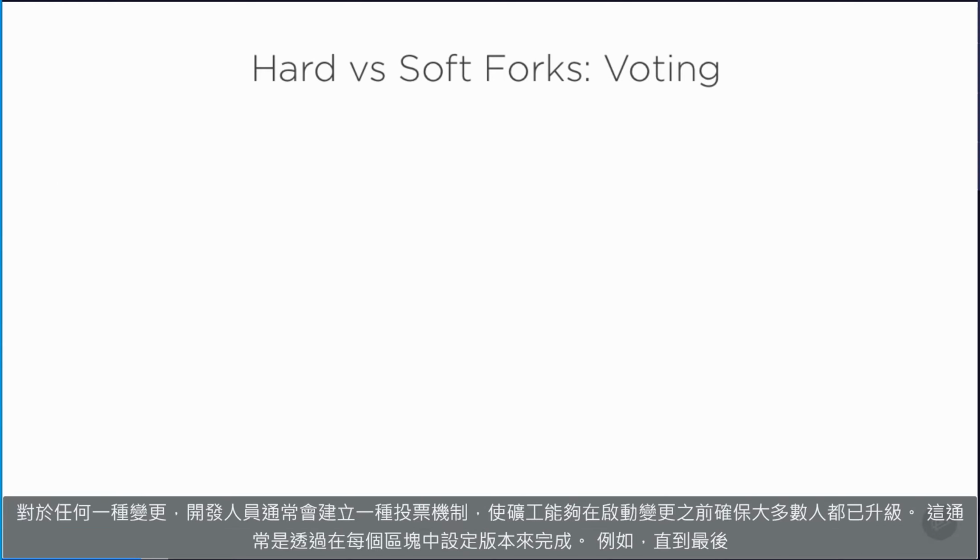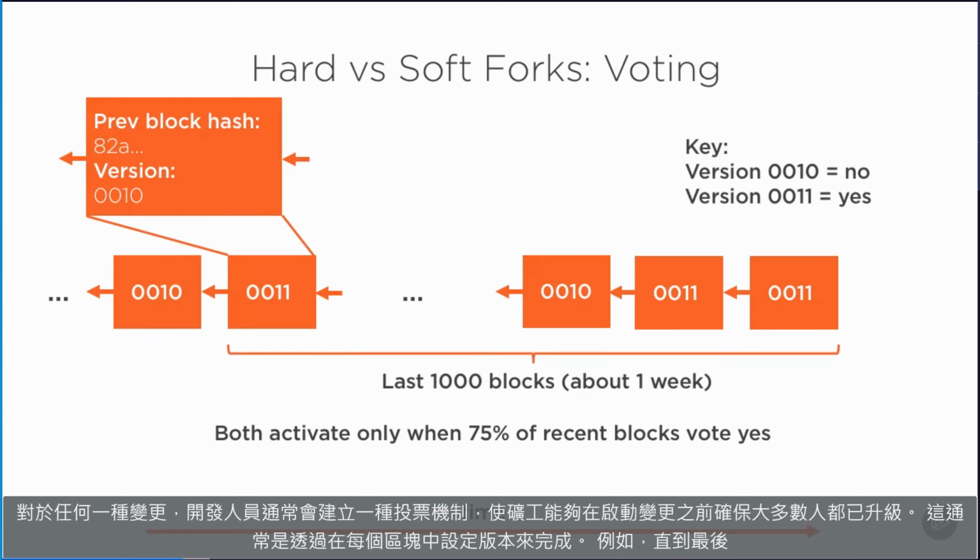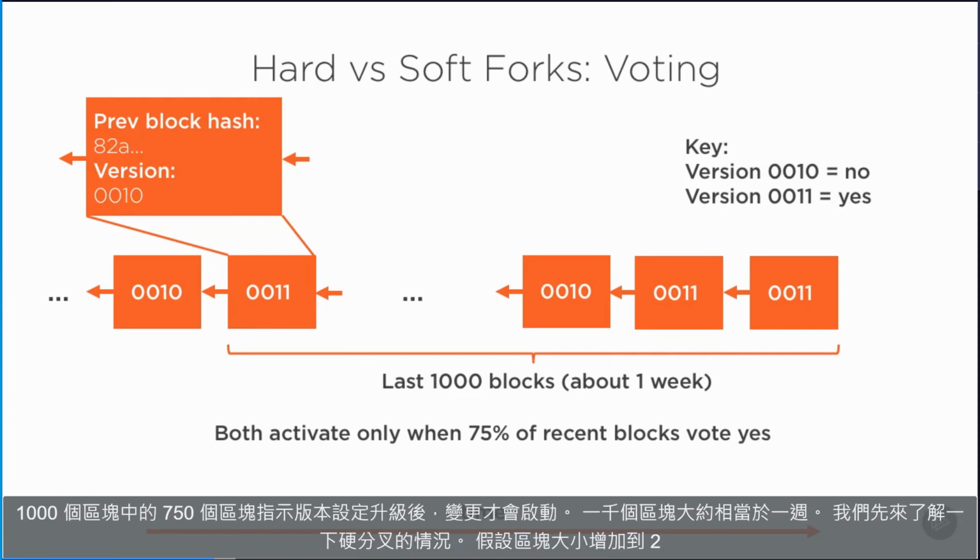With either change, developers usually build in a voting mechanism that enables miners to make sure a majority are upgraded before activating a change. This is usually done with a version setting in each block. For instance, the change won't activate until 750 of the last 1,000 blocks indicated an upgrade in the version setting.